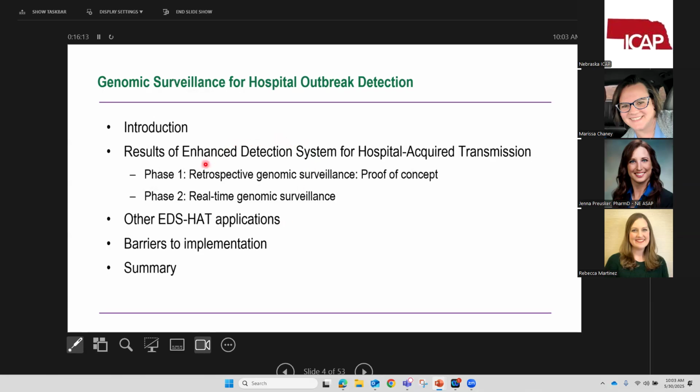First, I'll talk about a 2-year phase in which we did traditional infection prevention practice, as we normally do, and then running this new system in the background so we could compare the methods and the results after 2 years. And then phase 2, where we converted rapidly to real-time genomic surveillance in our hospital. I'll talk about other EDSHAT applications that we're now looking at. I'll talk briefly about barriers to implementation of this approach, and then I will summarize.